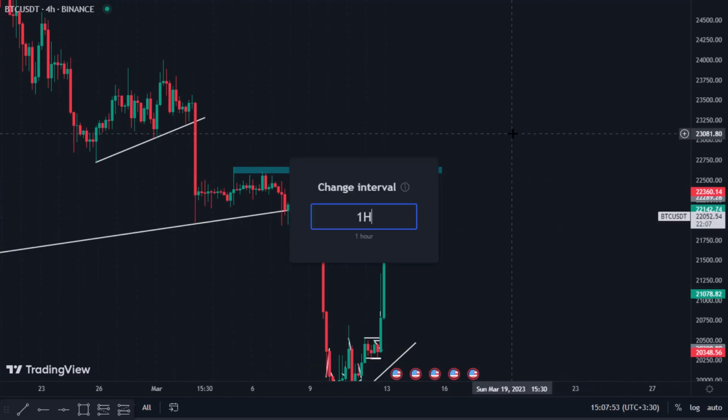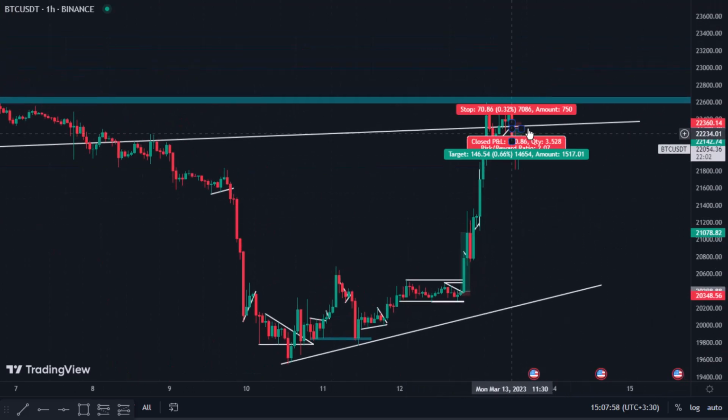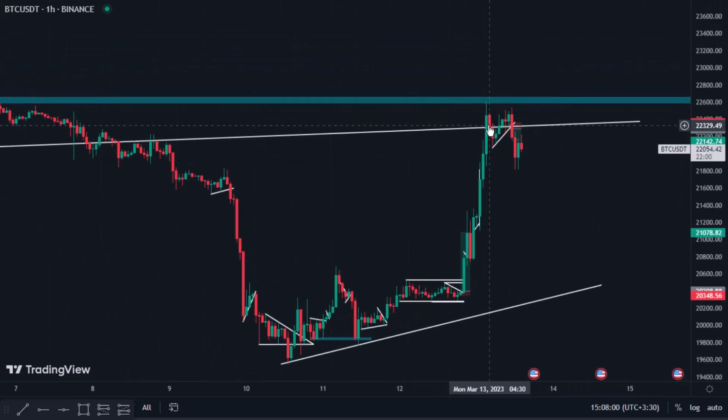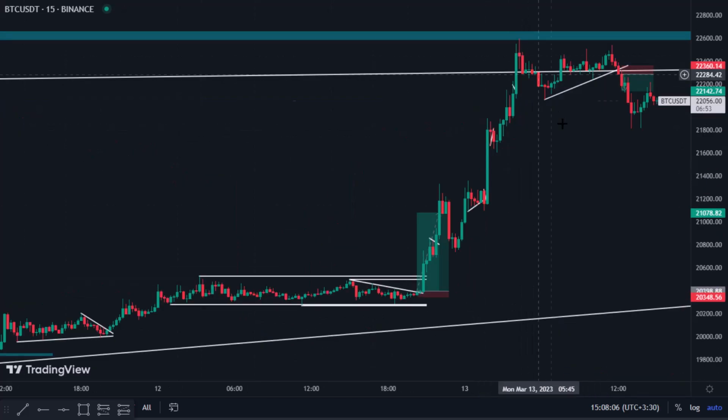In the lower time frames, like 1 hour, we don't have anything special. You can see some double top or whatever you like to call it, okay, but I don't trade based on those things. So I go to the 15-minute time frame.